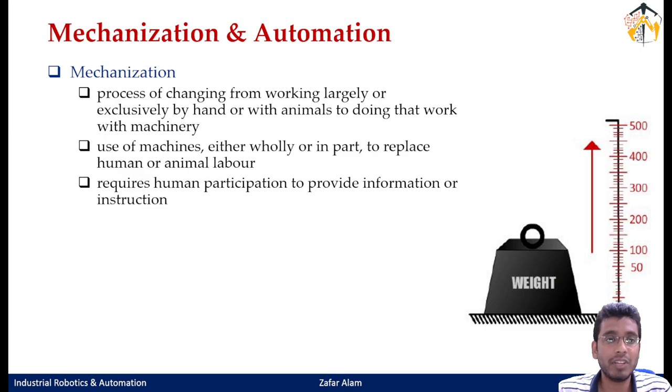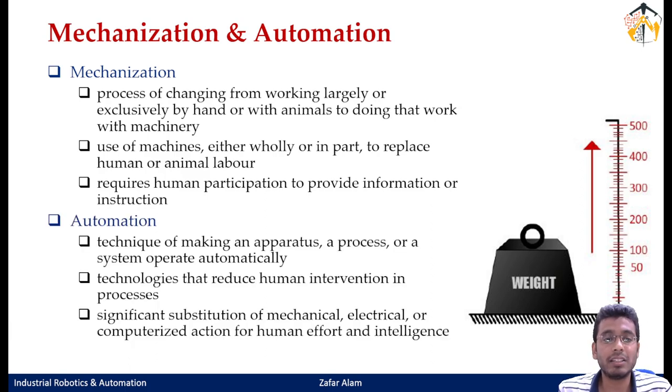Then even if you are mechanizing it, there would be someone who would be pressing a lever or pulling a lever to lift this. When he sees that it reaches up, then he lowers it down. When it reaches its lowest position, somebody pushes the button to lift it up again. So there are human participations to provide information or input to the system to work. Okay, so that fits into the category of mechanization.